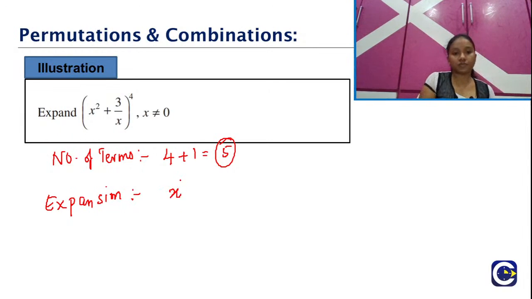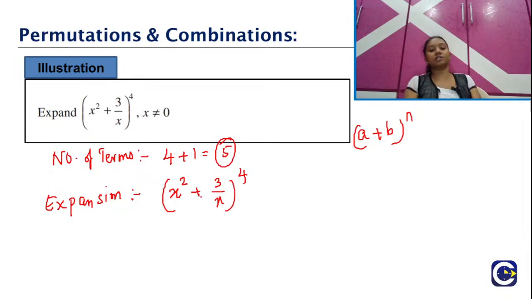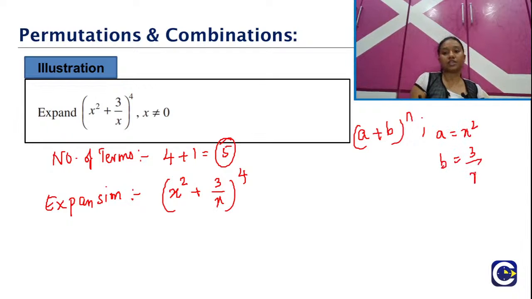The expression given here is (x square plus 3 by x) whole power 4. You just have to expand it. Our general form here is (a plus b) whole power n. In this expression, in place of a, x square is given, and in place of b, 3 by x is given. So you have to do the expansion accordingly. Quickly guys, do it.